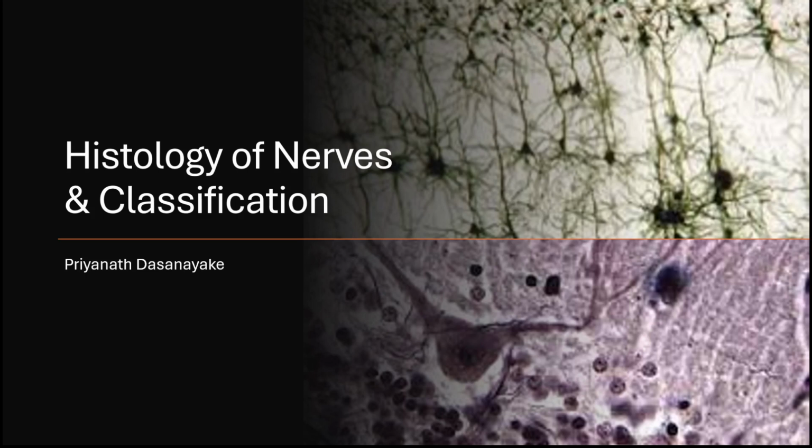Today's topic is about the histology of the nerves and about its classification as well. Within this, I will be looking at how the nerves can be classified, and also will be looking at the major most abundant cell that is found in the central nervous system, which is the neuroglia. Now, if I look at the neuroglia, there are four types that you can see. This includes astrocytes, oligodendrocytes, microglia, as well as the ependymal cells.